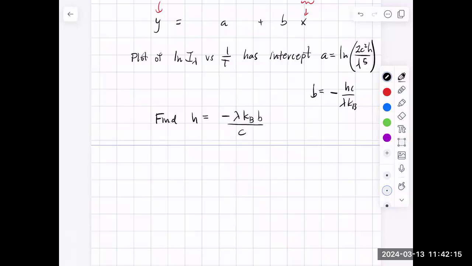You might notice here that you could also find H from the intercept, right? Because we know C and we know lambda, and so we could find that from the intercept as well. So in principle, that's true. In practice, when we do the experiment, we're using an uncalibrated spectrometer.